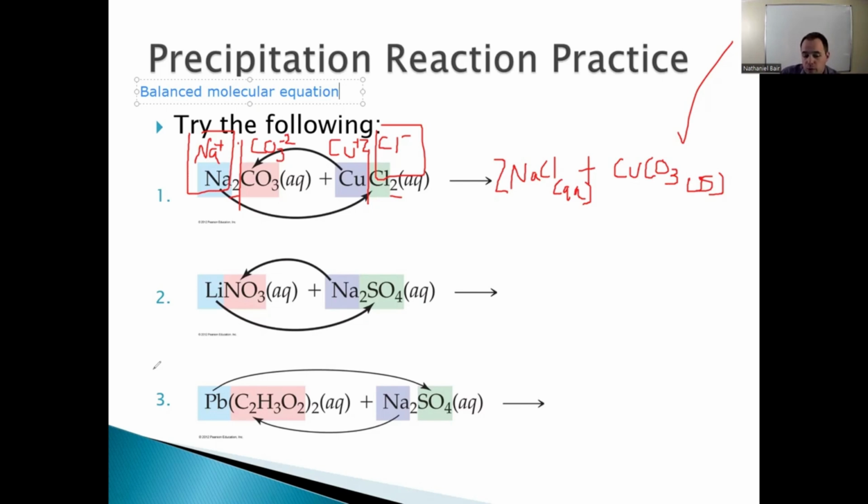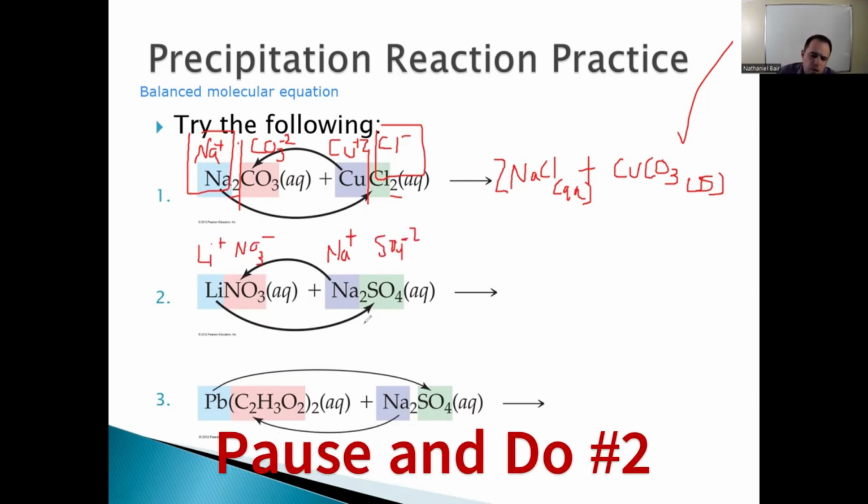Let's try number 2. Here's what I want you to do. I want you to predict the products of number 2 for me. So can you take the cation from the first, put it with the anion from the second? Watch out for the charges, right? So what's the charge of lithium? What's the charge of sulfate? Can you put that together correctly? And then can you take the cation from here, sodium, put that together with the anion from here, nitrate? Can you list those products?